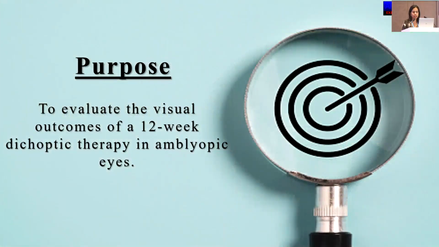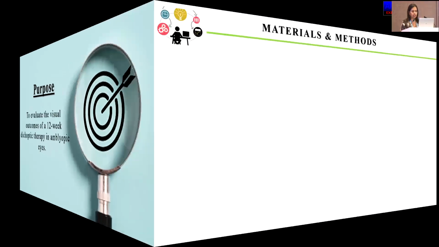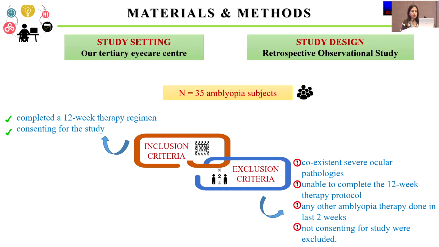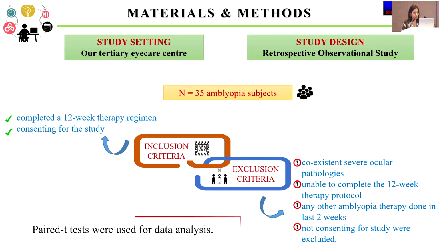The purpose of our study was to evaluate the visual outcomes of a 12-week dichoptic therapy in the amblyopic eyes. So we undertook this retrospective observational study wherein 35 patients were enrolled. Patients who had completed 12-week therapy regimen and consenting for the study were included, whereas those having coexistent severe ocular pathologies, unable to complete the 12-week regimen, or those who have had another type of amblyopia therapy done in the last 2 weeks and not consenting for the study were excluded. PAIR-T test was used for the data analysis.